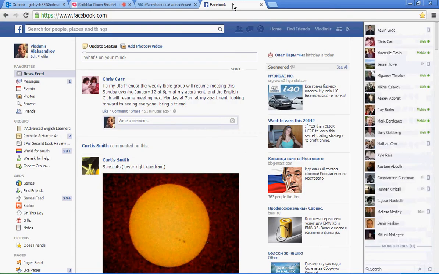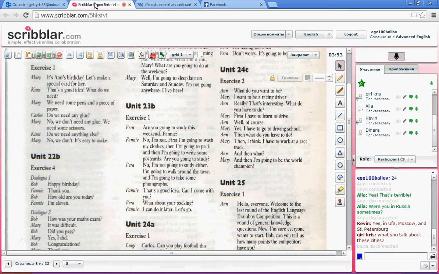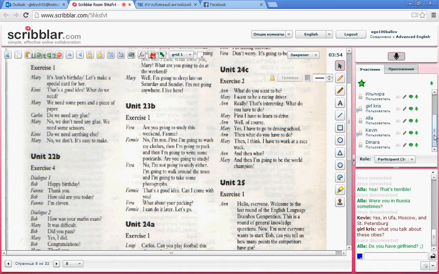Okay. Now, are you going to study this weekend, Fanny? No, I'm not. First, I'm going to wash my clothes, then I'm going to pack, and then I'm going to write some postcards. Are you going to study? No, I'm not going to study either. I'm going to walk around the town, and I'm going to take some photographs. That's a good idea. Can I come with you? What about your packing? Oh, okay. I can do it later.